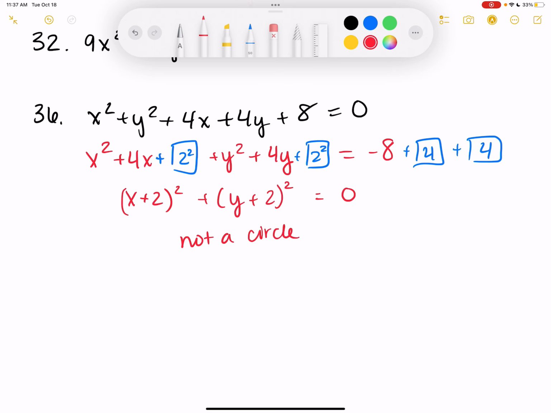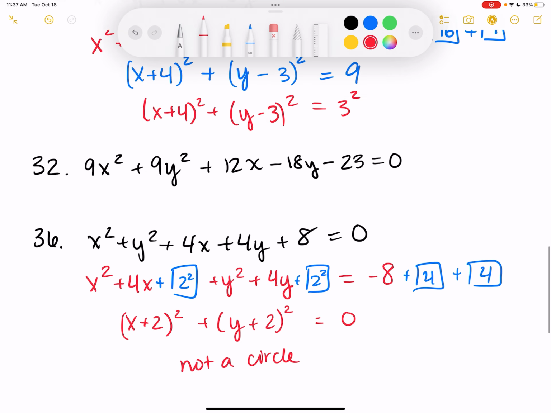Okay, the other one, going back up to 28. What is the center for this one? Remember, it's x minus h squared plus y minus k squared. So if this is positive, what is that? Negative 4, 3, and what's the radius? 3. Well, the radius is 3. We square it because of the formula. All right, are we okay with this? Any questions?